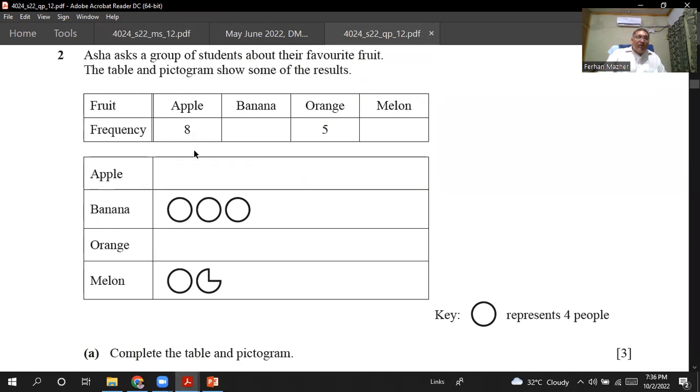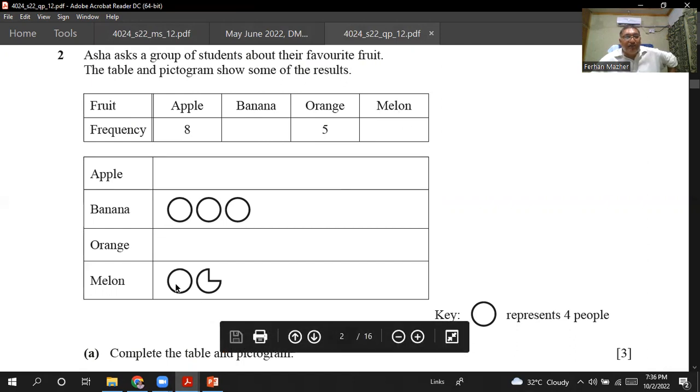Okay. So apple, there are 8 people saying they like apple. So we will make 2 circles here. Banana, 1, 2, 3. So there are 3 circles, and each circle means 4 people. So 4 multiplied 3, that will be 12. So I will write 12 here. Melon, you can see 4, and this is 3 by 4 of a circle. So this means 3 people. 4 plus 3 is 7. So you write 7 here.